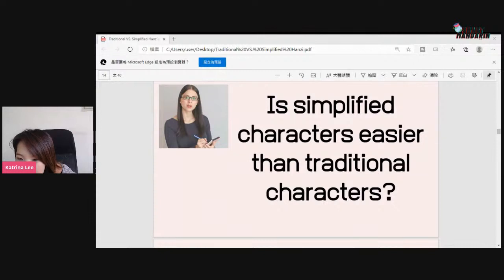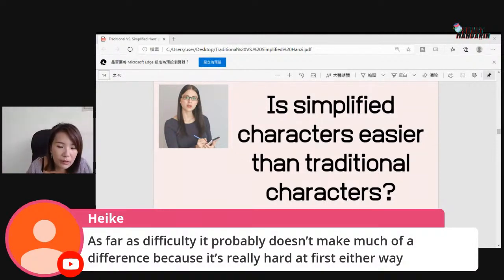Let's see. There's a lot. Too small, the words. Okay, this one makes sense. As far as difficulty, it probably doesn't make much of a difference. In my opinion, for a beginner, it really doesn't make much difference because they all look very complicated for a zero-knowledge beginner of Mandarin Chinese.